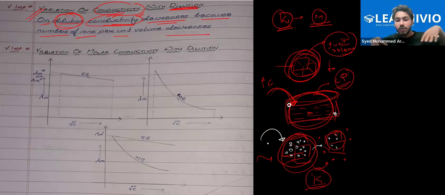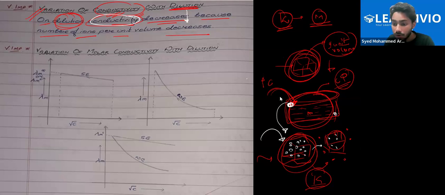Why? Because the separation between the two particles will increase. And if the separation between the two particles is increased, it means what? It means that the number of particles decreases in a particular volume. In this small volume, the particles will decrease. This is the unit volume. So if the number of particles decreases, it means what? My conductivity decreases. But what will happen with my molar conductance?